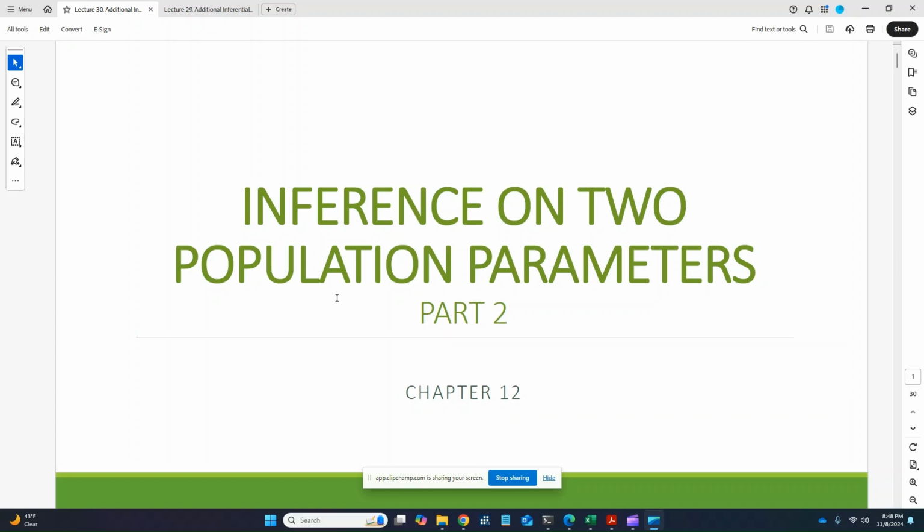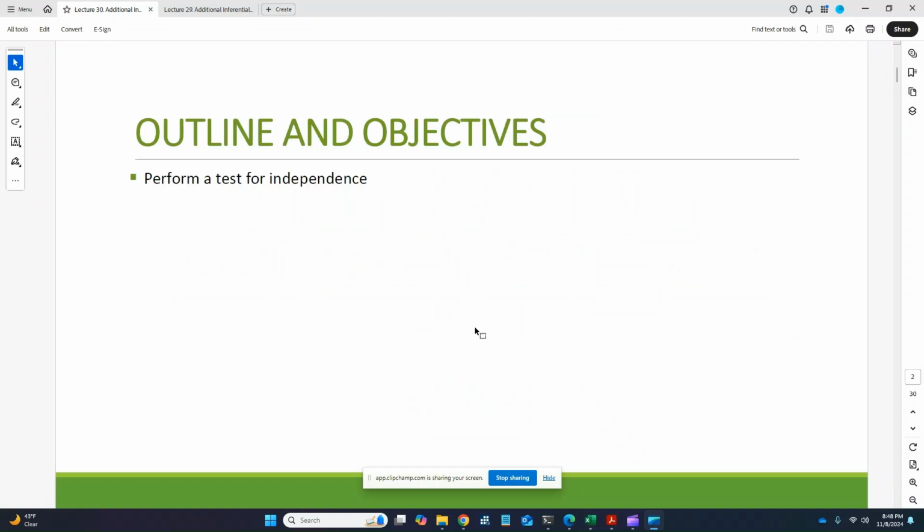Hello, this time we'll talk about inference on two population parameters. That's chapter 12, part 2. What we're going to do is to perform a test for independence.